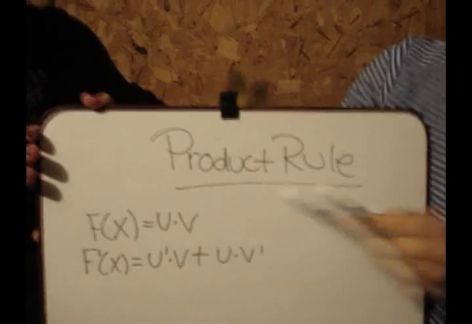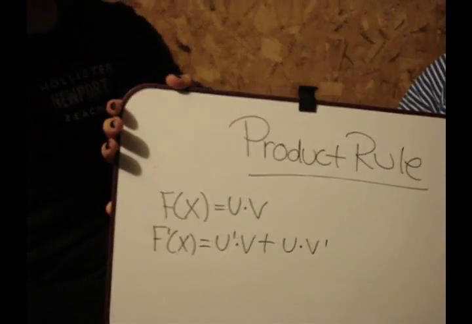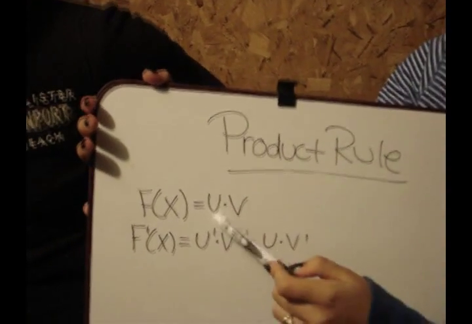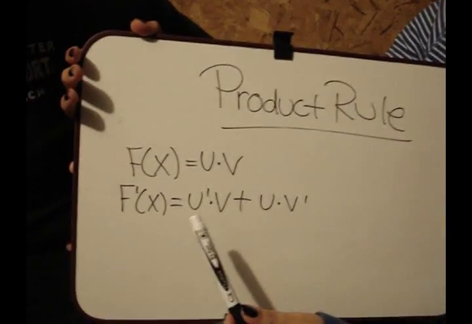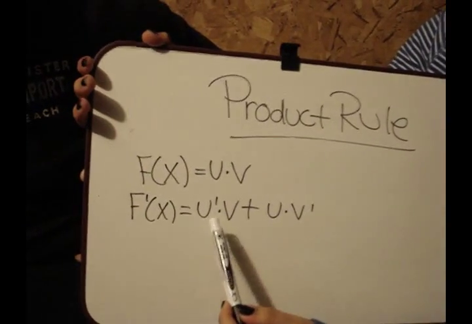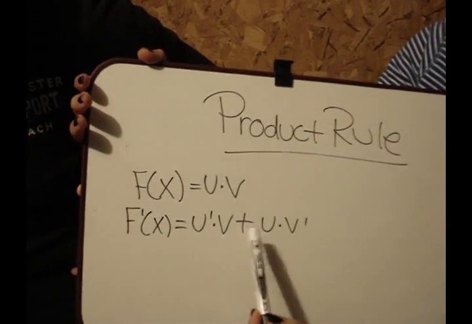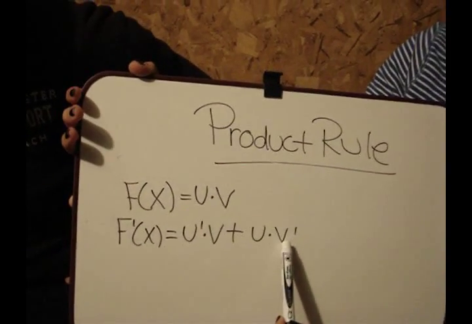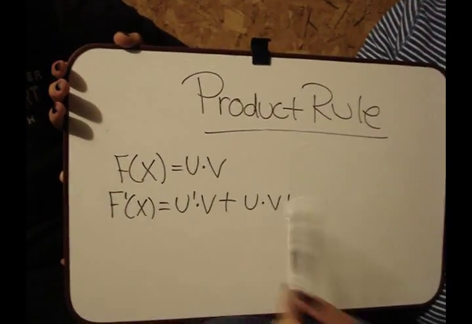Another rule you need to know is the product rule. So this is the product rule. u and v each represent a different function. You multiply u times v. First, you multiply the prime of u, which represents the derivative of u, times v, plus u times the prime of v, which represents the derivative of v.